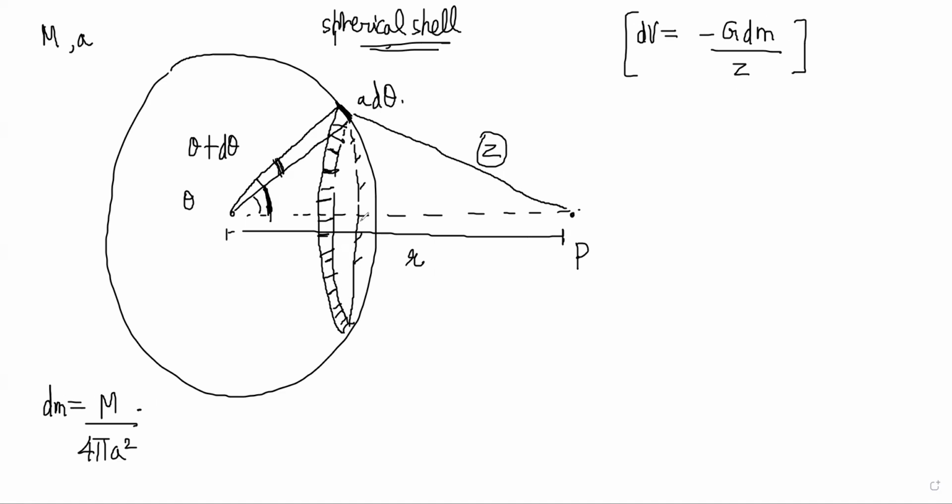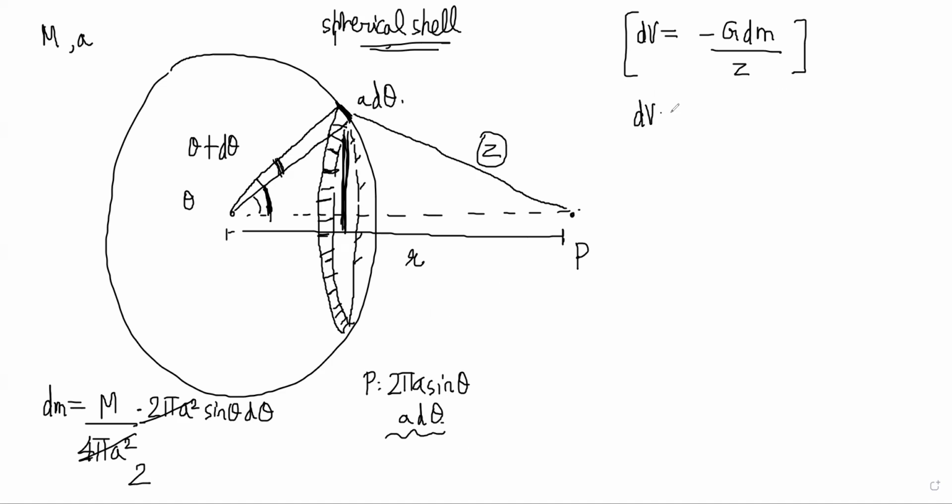So if you think about it, this is a circle. The perimeter of the circle will be 2 pi into radius. Radius here is a sine theta clearly. Perimeter is 2 pi a sine theta. And what is the thickness? It is a d theta. So the area of the ring is 2 pi a square sine theta d theta. So this becomes m by 2 sine theta d theta. So dv is minus gm by 2z sine theta d theta.